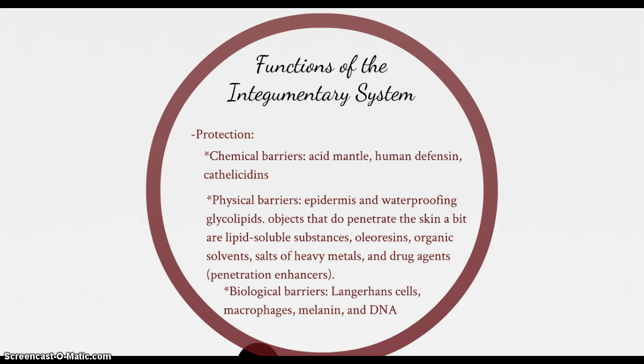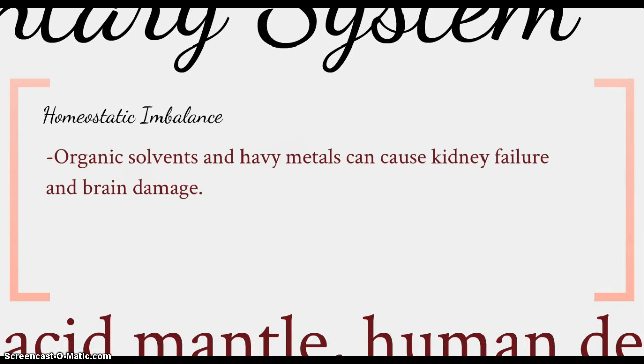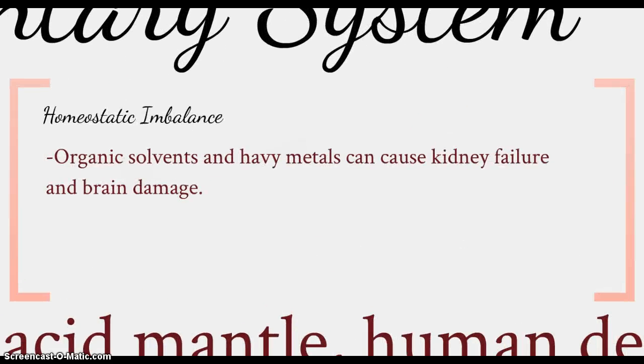Now, a homeostatic imbalance to mention would be the organic solvents and the heavy metals. And geez, I have so many spelling mistakes in this presentation. Oh well. So organic solvents and heavy metals can cause kidney failure, brain damage, and a lot of other damage to the body as well, such as anemia and neurological defects. So you shouldn't handle those with your bare hands.